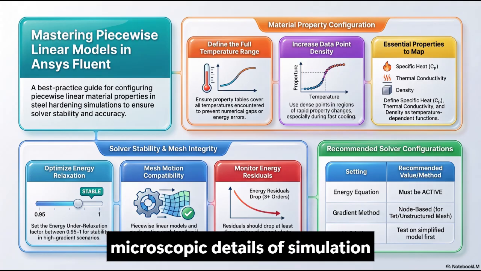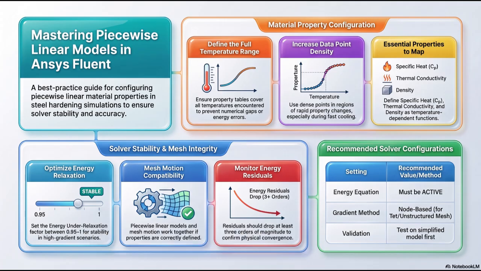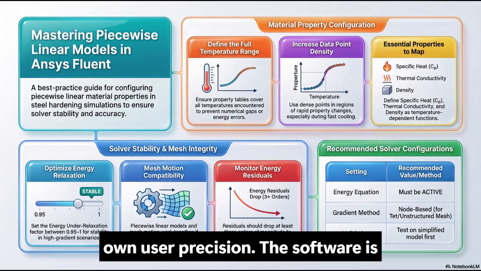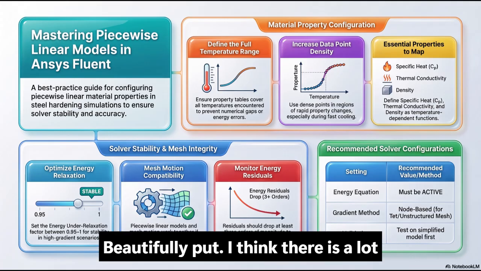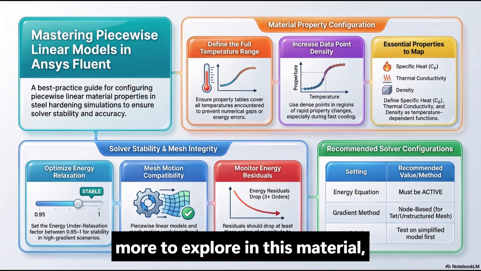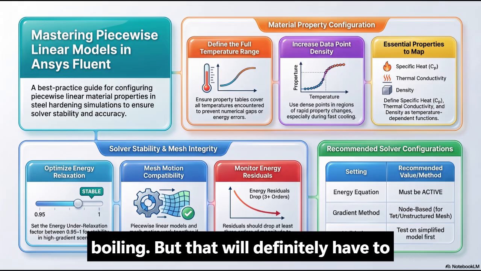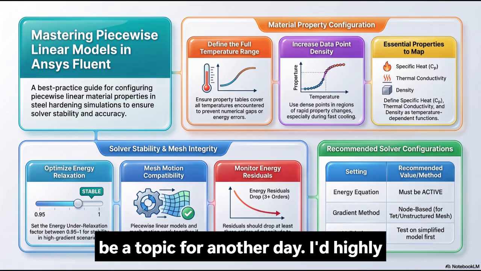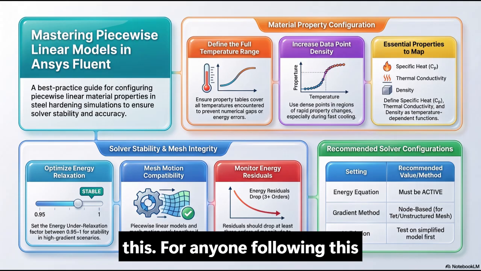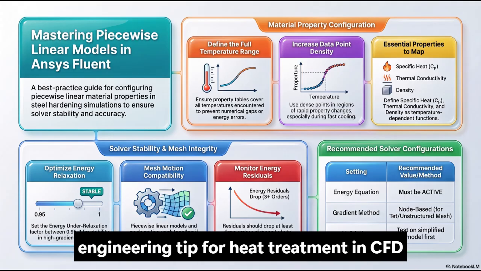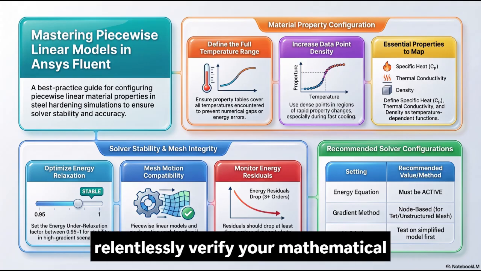Digging into the microscopic details of simulation parameters really reveals that what we often perceive as hard technical limits are actually just the boundaries of our own user precision. The software is capable, we just have to be exacting enough to guide it through the math. Beautifully put. I think there is a lot more to explore in this material, especially regarding how these setups handle the actual multi-phase interactions of film versus nucleate boiling, but that will definitely have to be a topic for another day. I'd highly suggest our listeners rigorously audit their own material property tables after this. For anyone following this simulation debate, the ultimate engineering tip for heat treatment in CFD is this: trust the physics, but relentlessly verify your mathematical inputs.